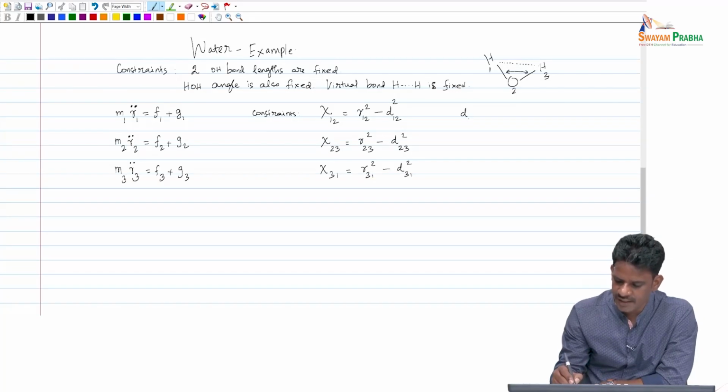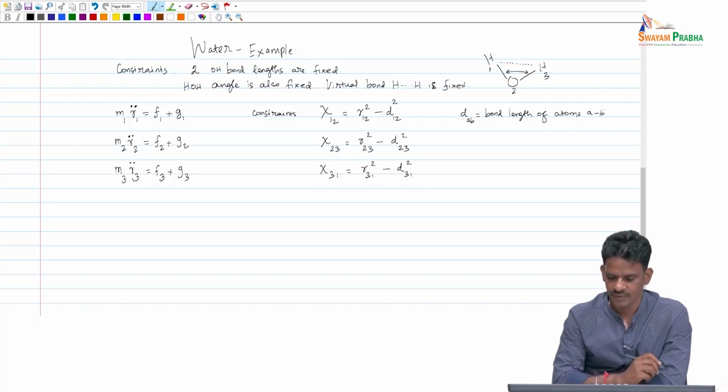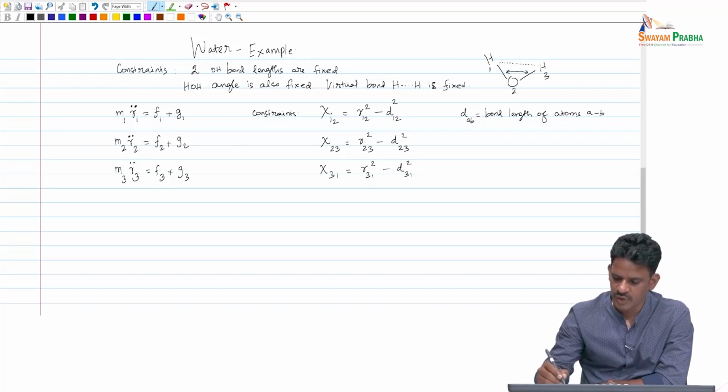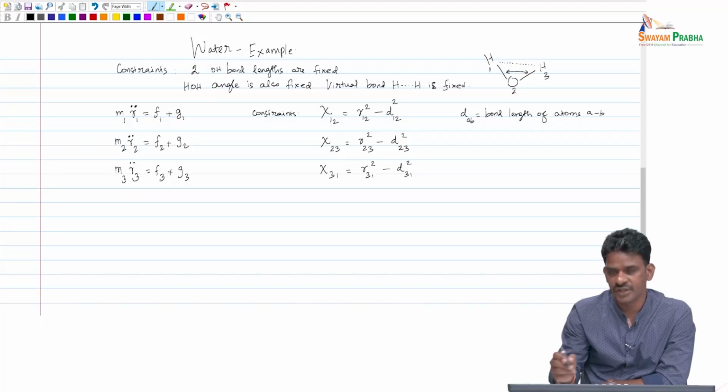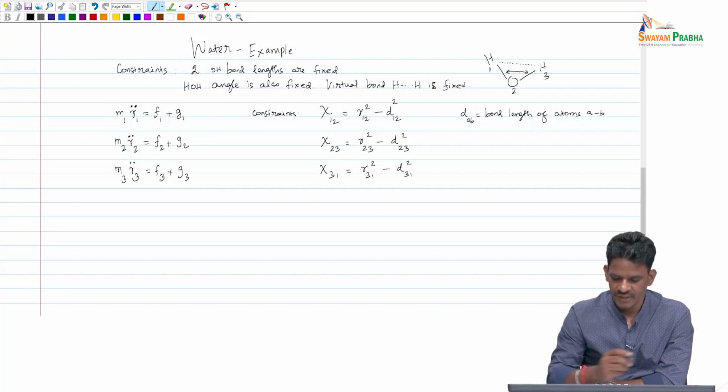Here, DAB is the equilibrium bond length of atoms A and B. So D12 is the bond length of OH, D23 is the bond length of the other OH, and D31 is the virtual bond length between H and H, which is determined by the equilibrium angle here. So we have basically three constraints.